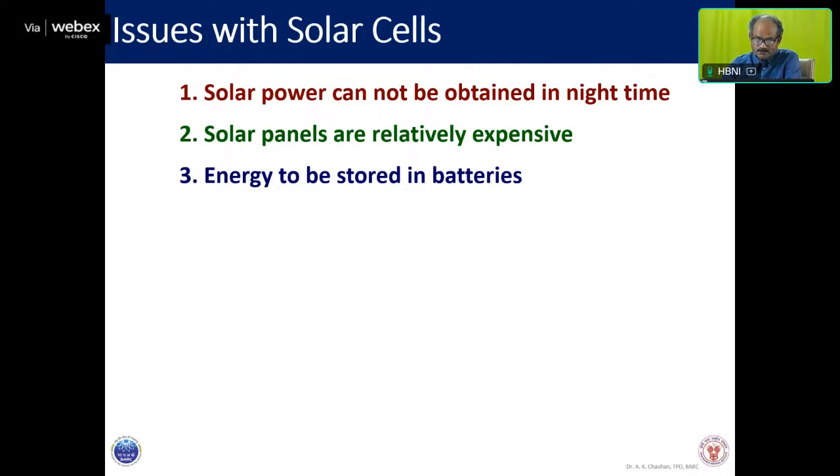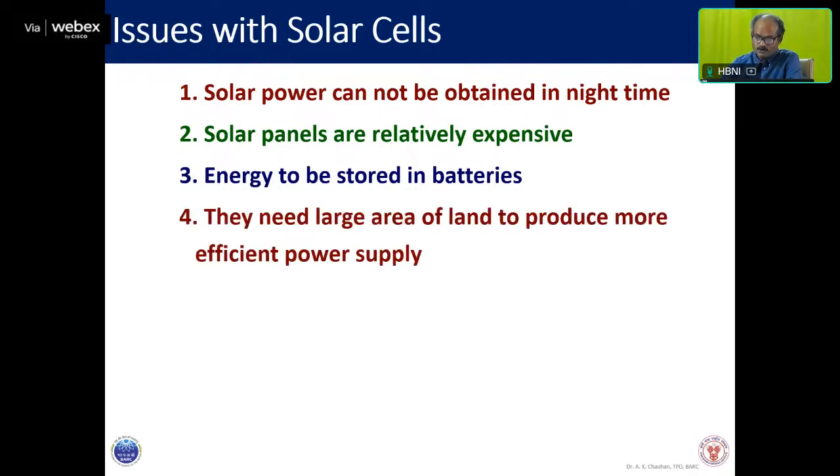And the next thing is that energy is to be stored in batteries, because in our households, we require AC at 50 hertz. However, in the solar cell, the energy which is created is DC. So first whatever energy is generated needs to be stored in the batteries, and from the batteries, using an inverter, you convert it again into AC and then supply to the grid or use in your household domestic appliances. They also need a large area of land to produce more efficient power supply.